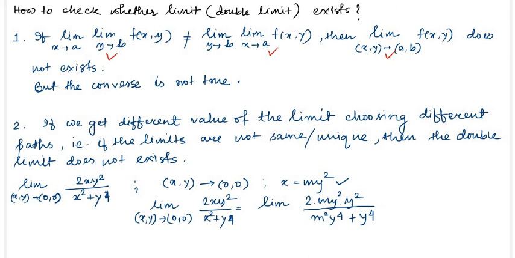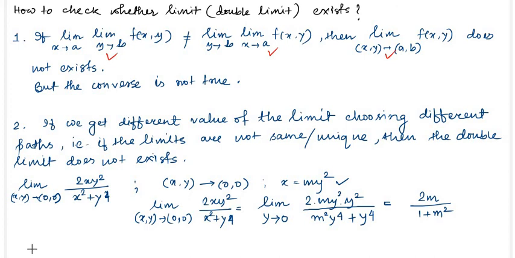Now, since we have converted this in terms of y, we have to take the limit only in terms of y, that is y tends to 0. So cancelling y to the power 4 from the numerator and denominator, what we have is 2m by 1 plus m square. So we got the value of the limit to be 2m by 1 plus m square.